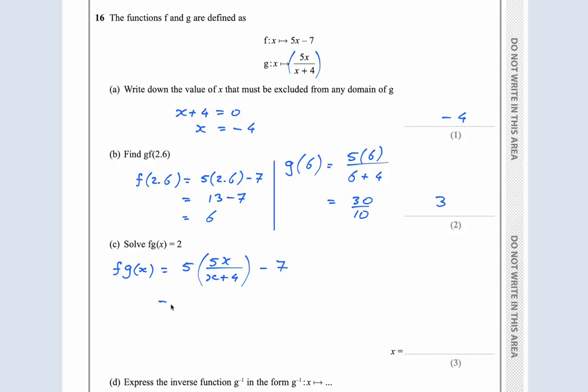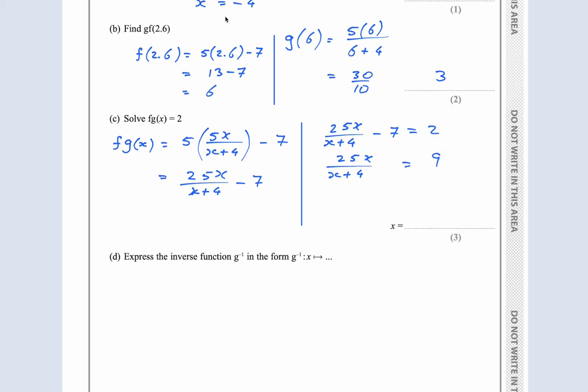Hence, 5 times this minus 7. Okay, simplify this into 5 times 5x is 25x over x plus 4, minus 7. Now, he says solve this equals 2. So I'm going to do 25x over x plus 4 minus 7 equals 2. Then add the 7 to both sides. 2 plus 7 is 9.